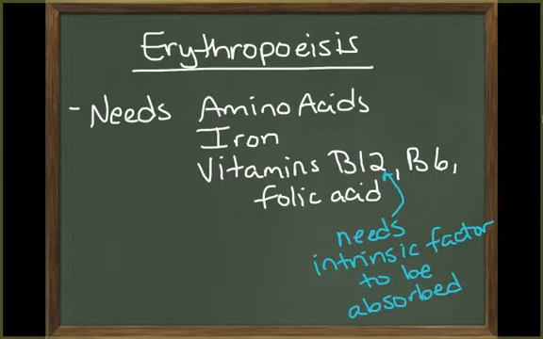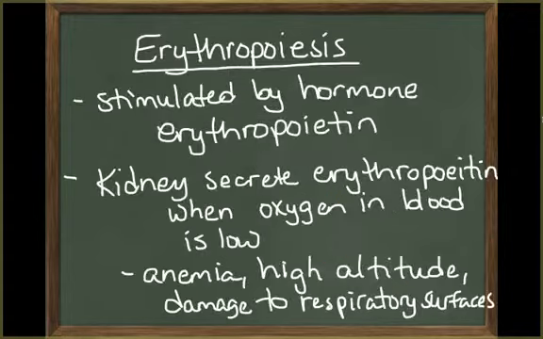For erythropoiesis to proceed normally, the red bone marrow must receive adequate supplies of amino acids, iron, and vitamins such as B12, B6, and folic acid. In order to absorb vitamin B12, a molecule called intrinsic factor, which is produced in the stomach, must be present.